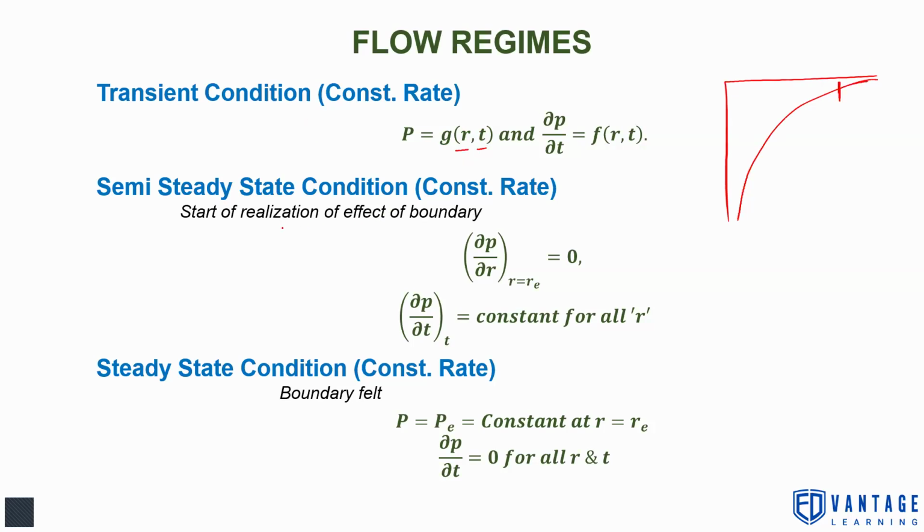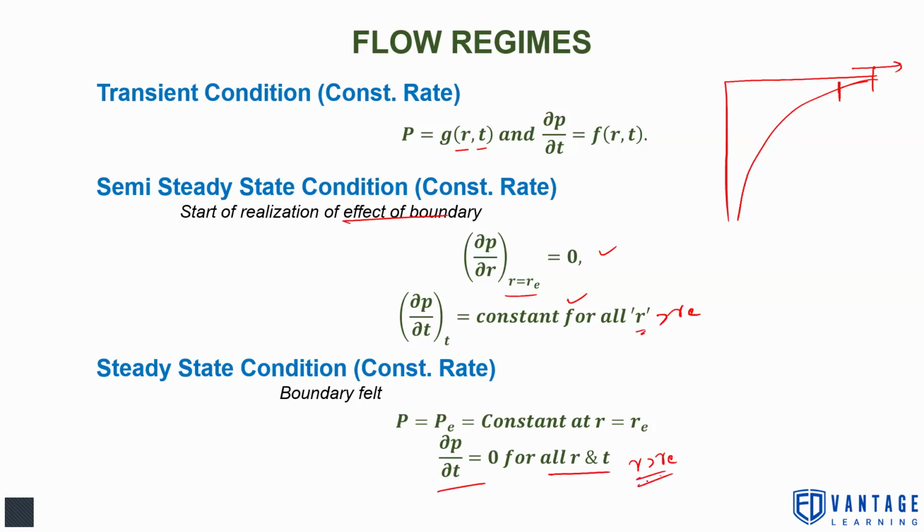Once it has reached the boundary, we will start seeing the effect of the boundary. At the boundary, your dou P by dou R, the rate of change of pressure with radius, is zero at R equal to RE, the boundary. But the rate of change of pressure with time will be constant for all radii above RE. But in steady state condition, the boundary is really felt, and P will be PE at a constant RE. So your dou P upon dou T will be zero for all R and T, R greater than RE.